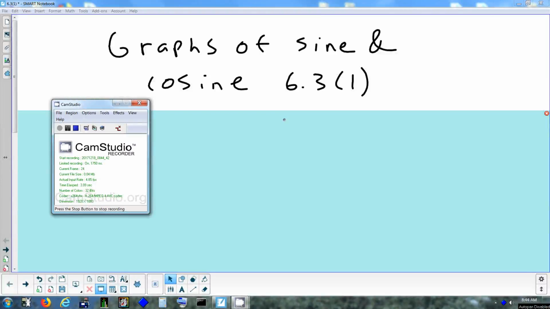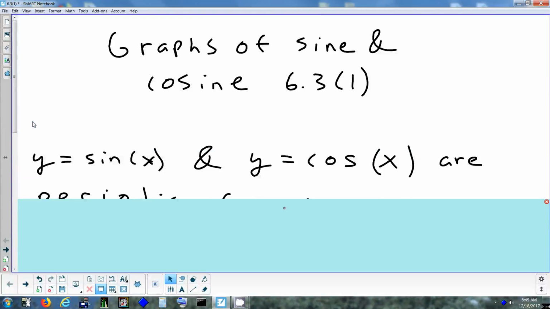Right, so this week we'll focus on two sections, 6.3 and 6.4. 6.3 focuses on graphing sine and cosine, and then all the transformations. 6.4 focuses on the other trig functions. So your tangent, cotangent, secant, cosecant.